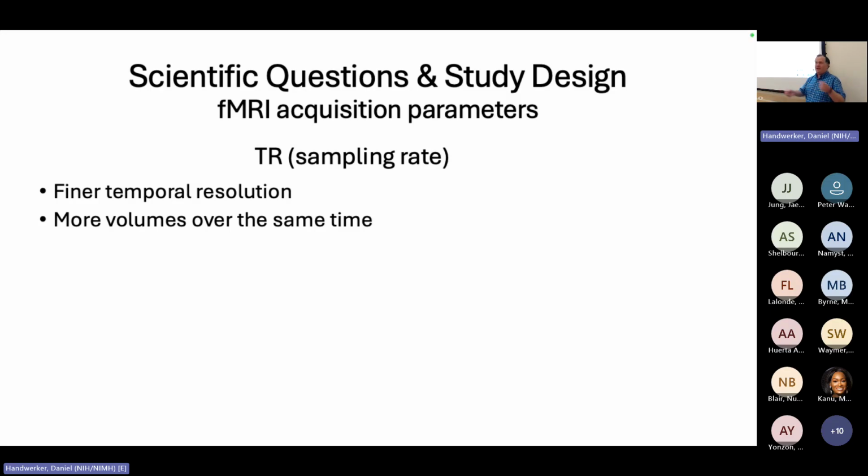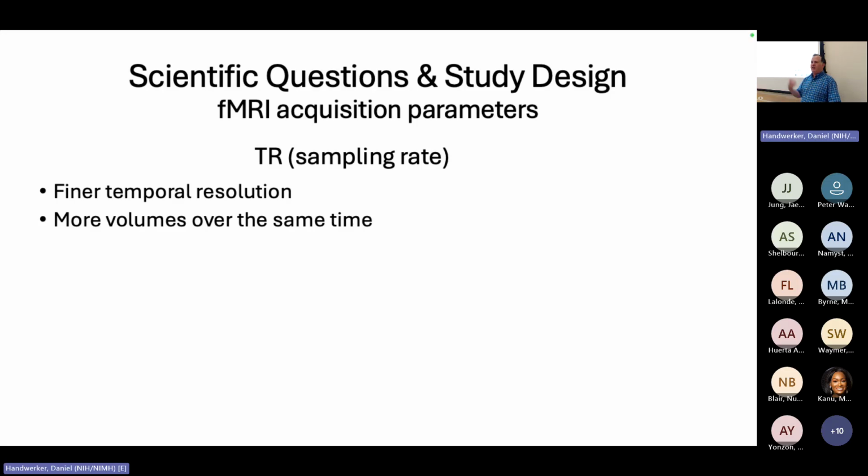If you have an effect you want to see that might be happening every 1 second or less, that's really useful. If you want to better remove respiratory and cardiac noise, you can take your TR all the way down to under 400 milliseconds and just filter out your heart rate from that.